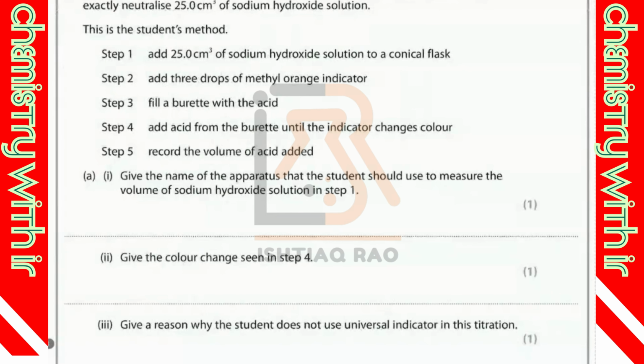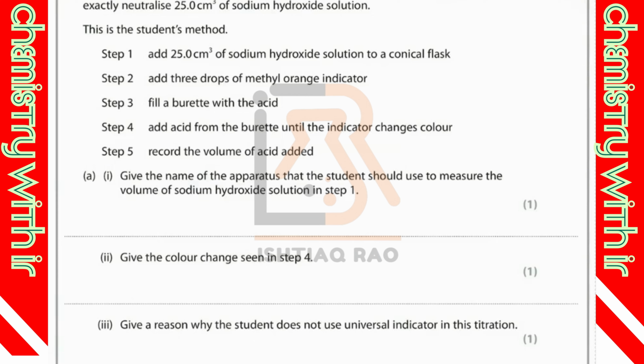A student does some titrations to find the volume of dilute nitric acid needed to exactly neutralize 25 centimeter cube of sodium hydroxide solution. This is the student's method. We haven't done neutralization, sorry, titration. Yes, we have done it.